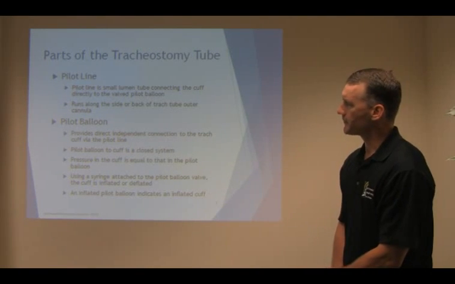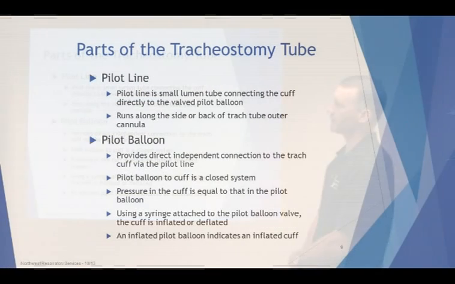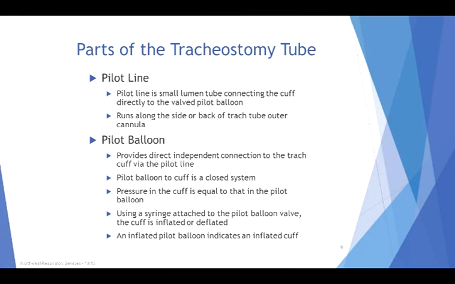The pilot line. This is a small lumen tube connecting the cuff directly to the valved pilot balloon. It runs along the side or the back of the trach tube and the outer cannula. The pilot balloon provides a direct, independent connection to the trach cuff via the pilot port.